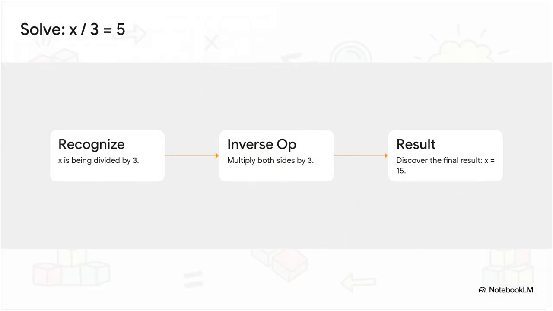Now what about division? Let's tackle this one. Solve x divided by 3 = 5. Step 1, recognize that x is being divided by 3. Step 2, time for the inverse toolkit. We multiply both pans of the scale by 3 to restore the variable to its full value, completely canceling out that division. On the right side, 5 multiplied by 3 gives us, step 3, x = 15.